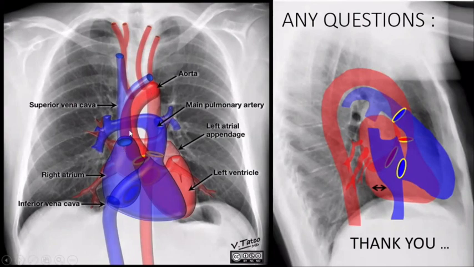This is the aorta, which arises from the left ventricle and curves towards the midline and superiorly, and at the aortic knuckle it bends downward. This is the aortic knuckle, and the aorta and pulmonary artery form the aortopulmonary window.